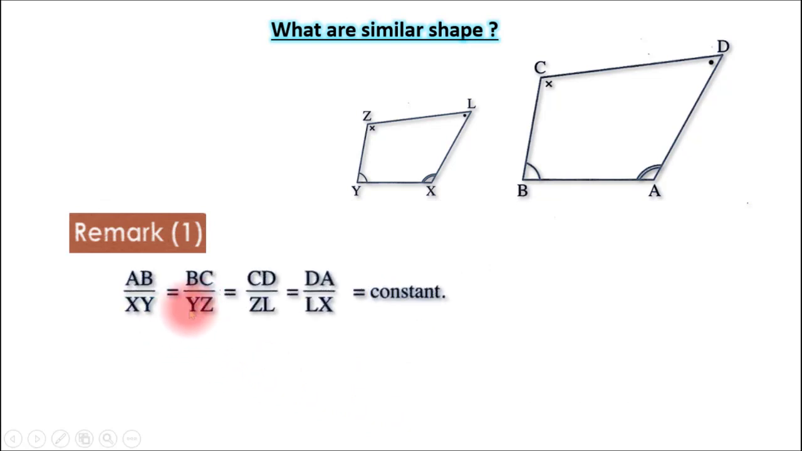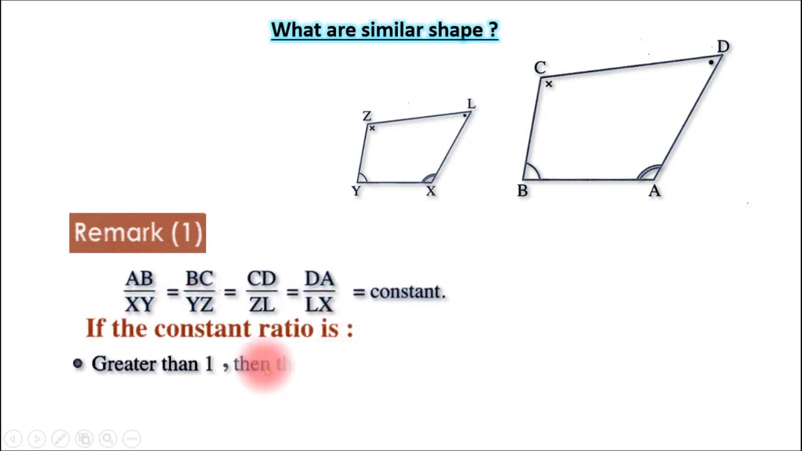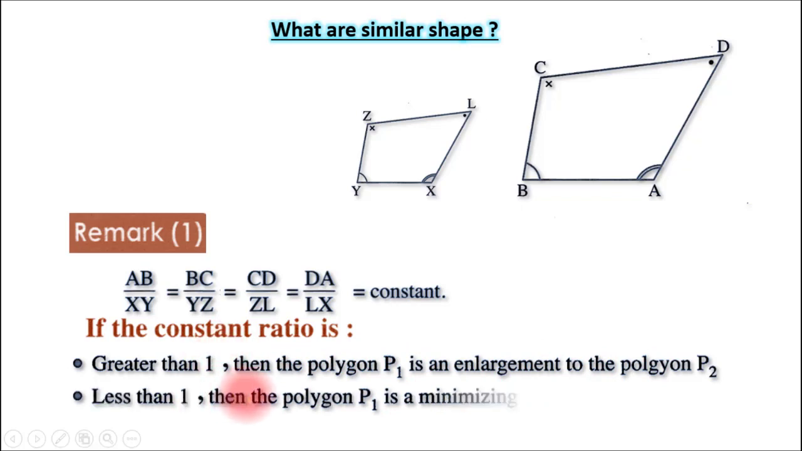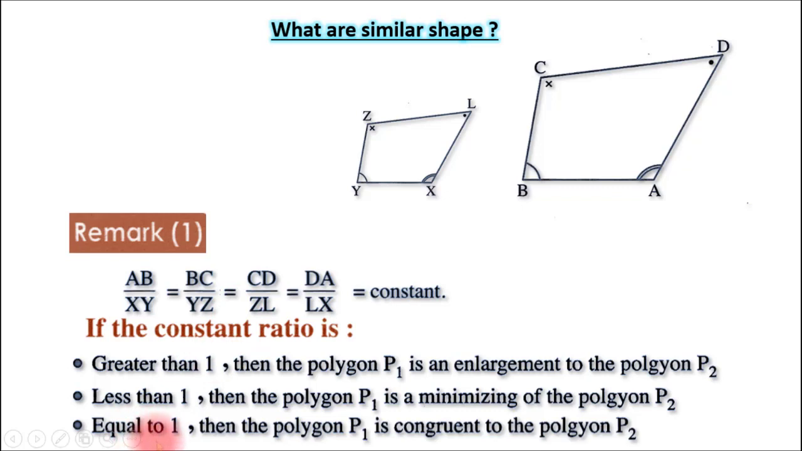Remark number 1: if this constant ratio is greater than 1, then polygon 1 is an enlargement of polygon 2, and if the constant ratio is less than 1, then polygon 1 is a minimization of polygon 2. If this ratio equals 1, then polygon 1 and polygon 2 are congruent, and the meaning of congruent is that each side and each angle of the first polygon is equal to each corresponding side and angle in the second polygon.